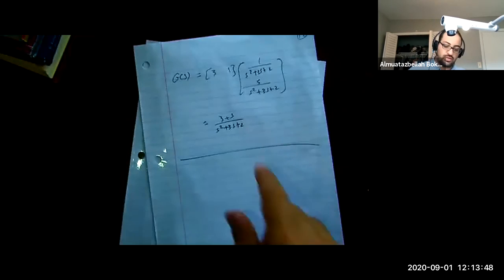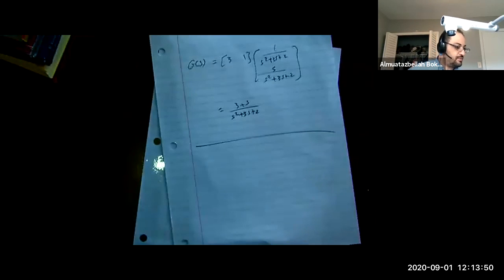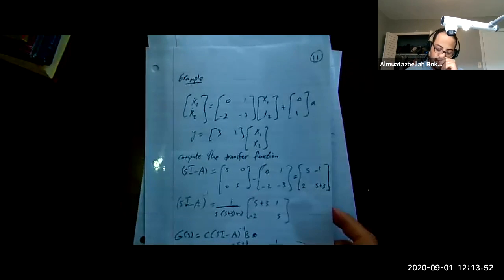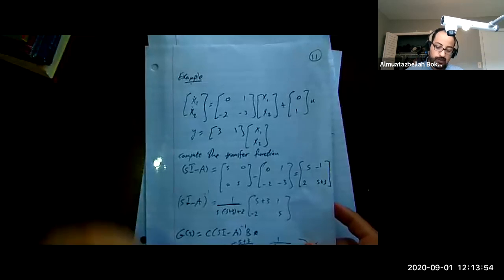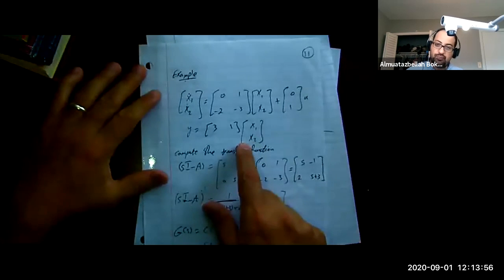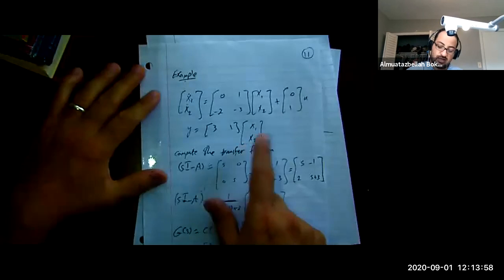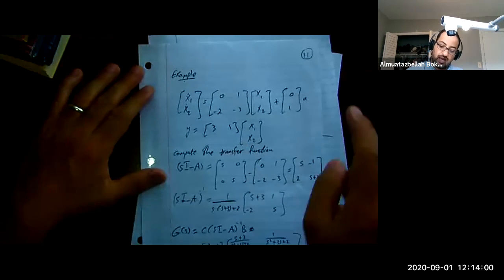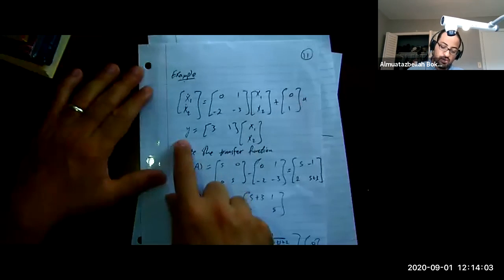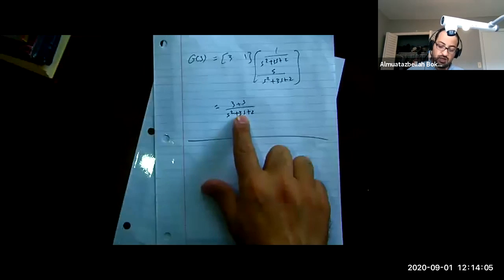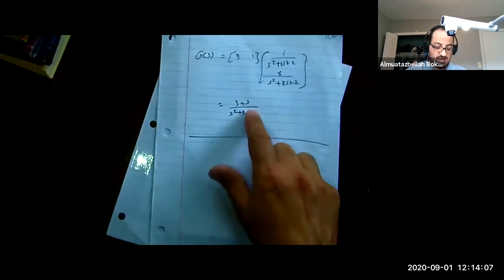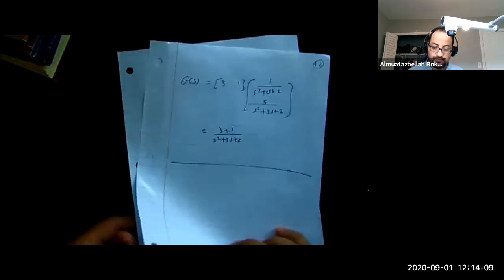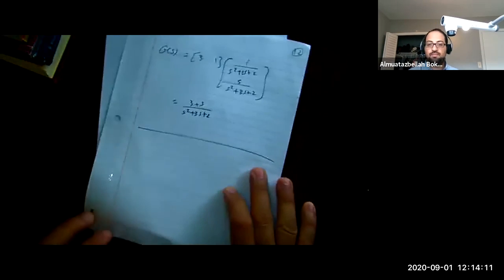Of course, this is what we expect, because how many inputs and how many outputs does this system have? It has 1 input and 1 output, so we expect a scalar transfer function. Any question?